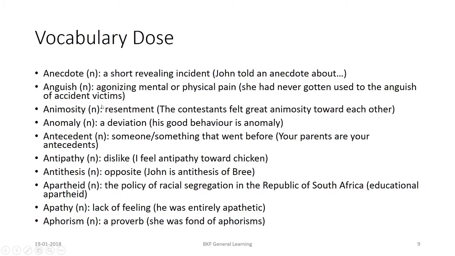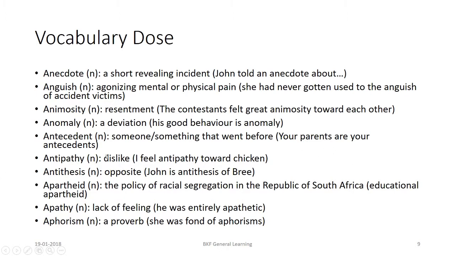Third word is animosity. It's a noun. It means resentment. The contestants felt great animosity toward each other. Anomaly, noun. It means a deviation. His good behavior is an anomaly. Okay, next word, antecedent, noun. Something or someone that went before. So your parents are your antecedents.